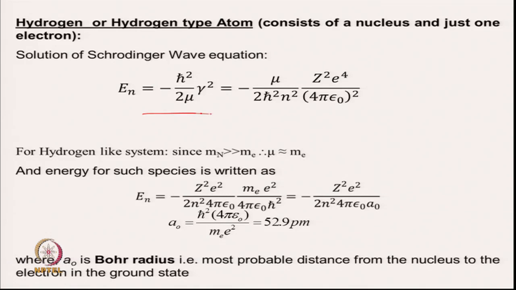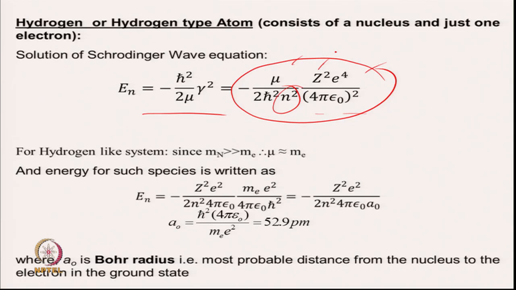The solution is given by this ħ²/(2μγ²), and then I proved that this is the way E_n looks. This is the reduced mass, Z²e⁴ divided by 2ħ²n², with (1/4πε₀)². You see everything is constant except n. So what does that mean? E_n is proportional to 1/n² for the hydrogen atom. Certainly, if there are other kinds of nucleus, then Z will also come into play.